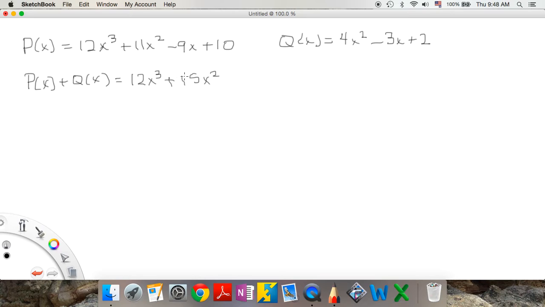Now, with the x term, we've got -9 here and -3 here. So when we add those together, we have -12x. And for the plain number, we've got 10 here and 2 there, so plus 12. So that's how we add them together. Hopefully that's review. Hopefully you know how to do that. You can multiply, you can subtract, you can divide. Let's do a division one.